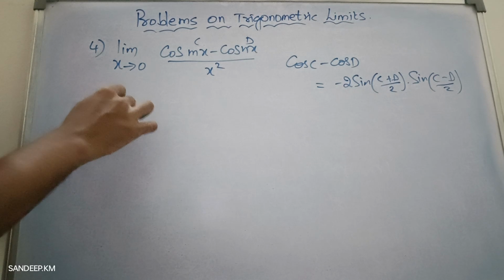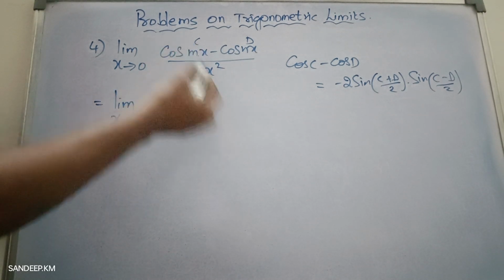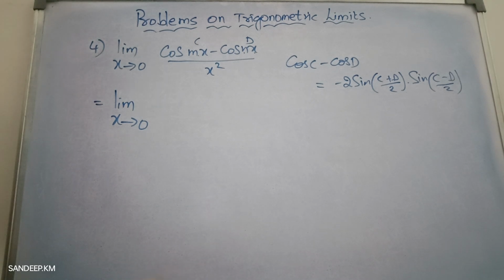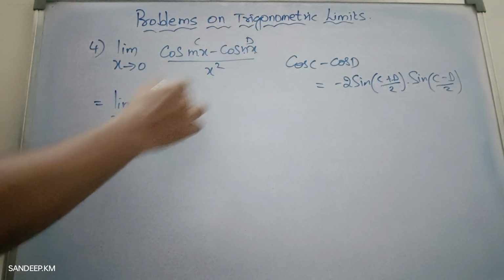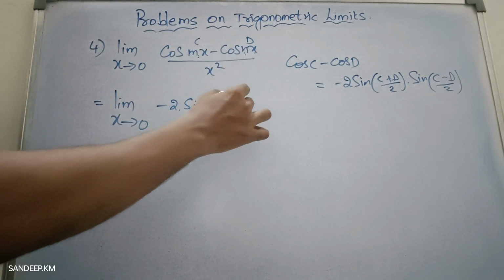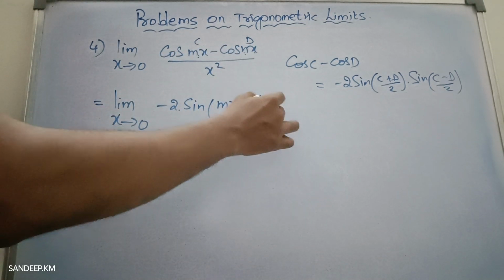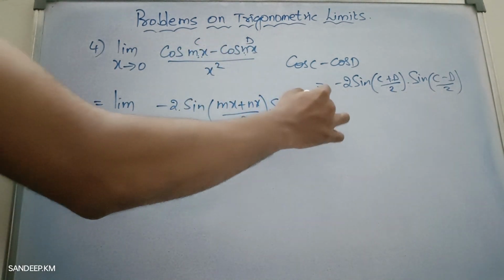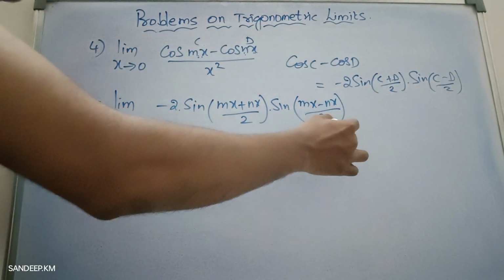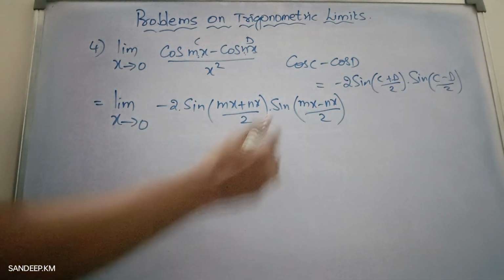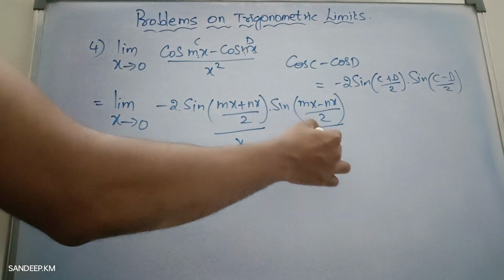What is it, dear students? C is mx and d is nx, where m comma n are some numbers, real numbers. Okay? So cos c minus cos d, minus 2 into sin c plus d, that means mx plus nx divided by 2 into sin c minus d by 2. So that means mx minus nx divided by 2. The common denominator is x square, the denominator is x square, right? Let me separate it. Under the product, this will get x and this will get x.